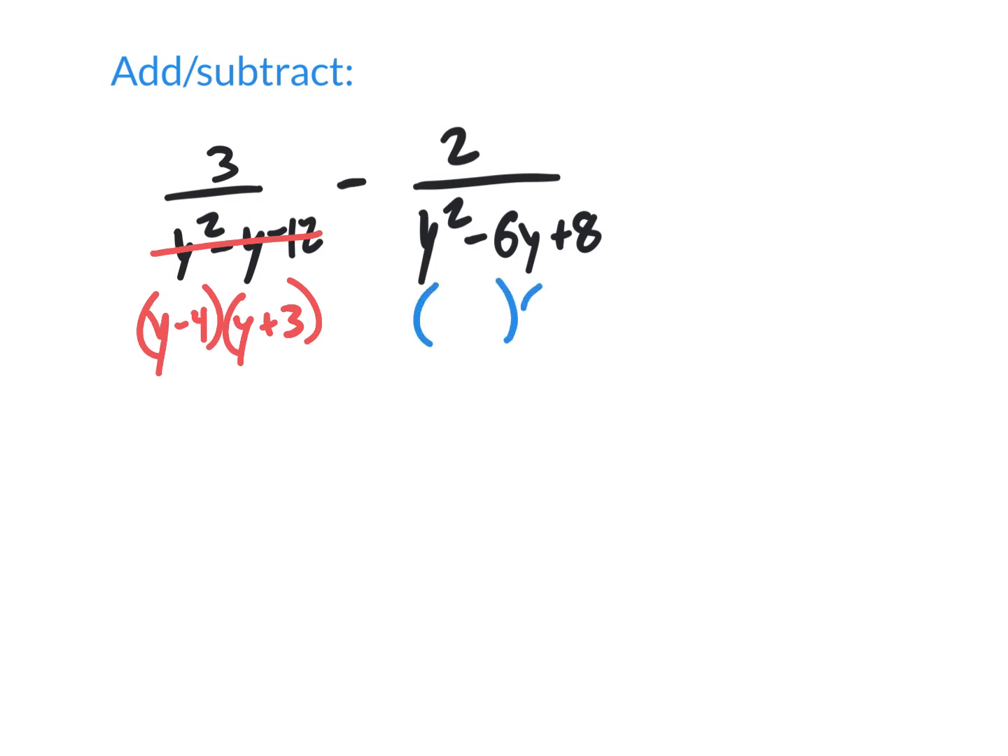Anyway, the other one, let's factor the other one. The other one we have what times what is 8, that if I combine together is negative 6. That'll be a minus 4 times a minus 2. That'll give us a positive 8.